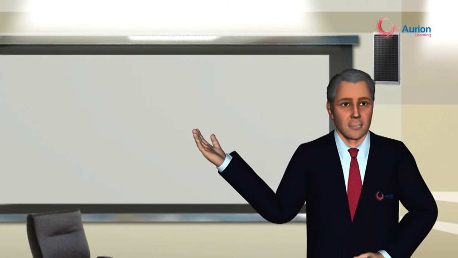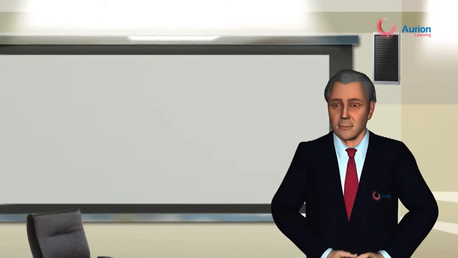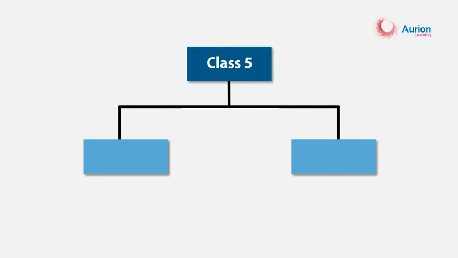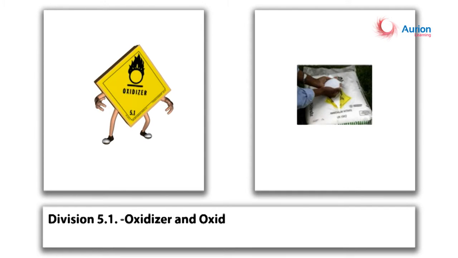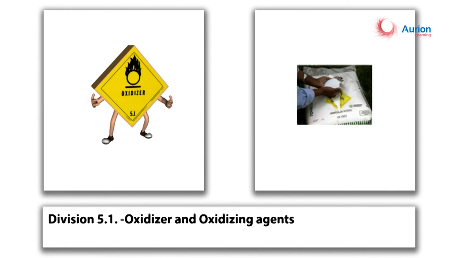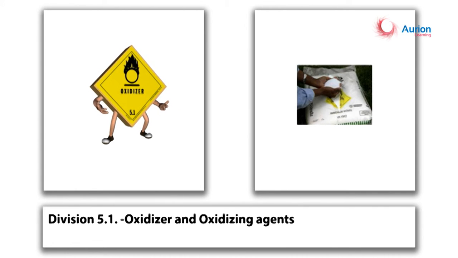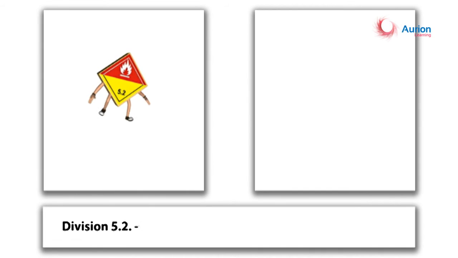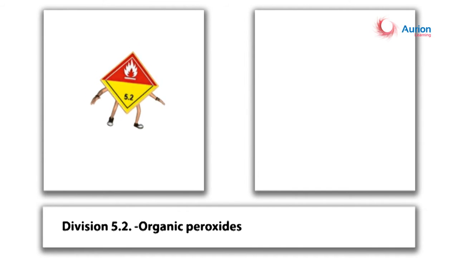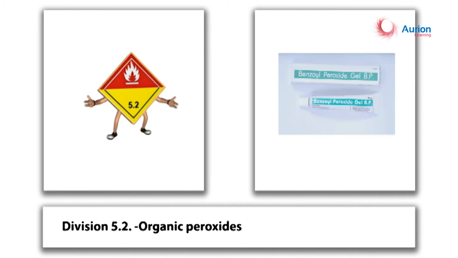Class 5 comprises of oxidizing substance and organic peroxides and has 2 divisions. Division 5.1 Oxidizer or oxidizing agents other than organic peroxides, for example, ammonium nitrate, which is used as a fertilizer, calcium chlorate, which is used for water treatment, etc. Division 5.2 Organic peroxides, for example, hydrogen peroxide, benzoyl peroxide, etc.